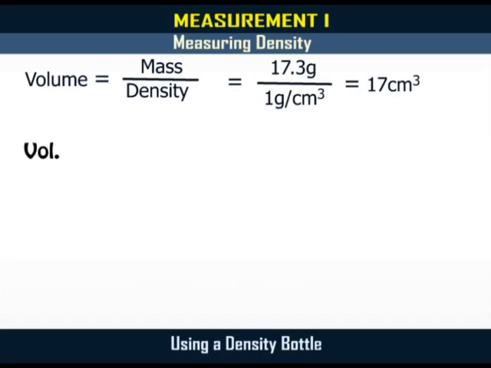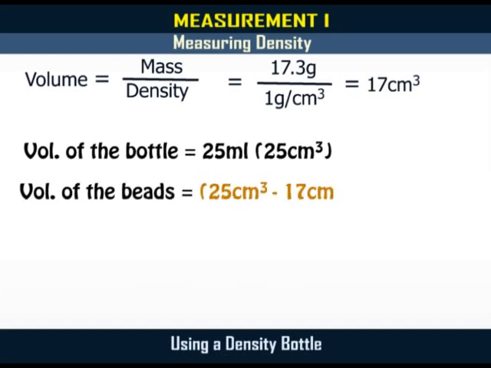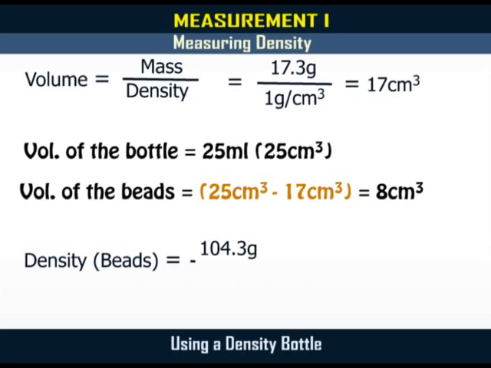Again, we know that the total volume of the bottle is 25 milliliters or 25 cubic centimeters. If the water takes 17 cubic centimeters, then the beads must have taken 25.0 minus 17 cubic centimeters, which is equal to 8 cubic centimeters. So the density of the beads is equal to mass of the beads over volume of the beads, 104.3 grams over 8 cubic centimeters. That gives us 13.0375 grams per cubic centimeter.